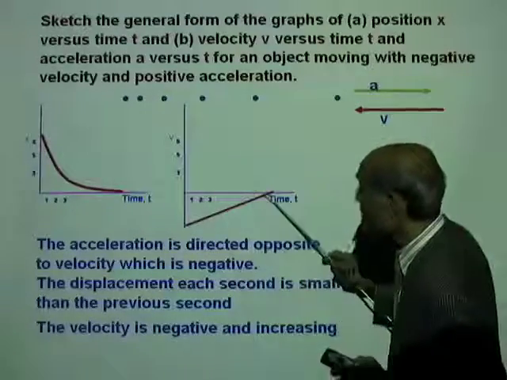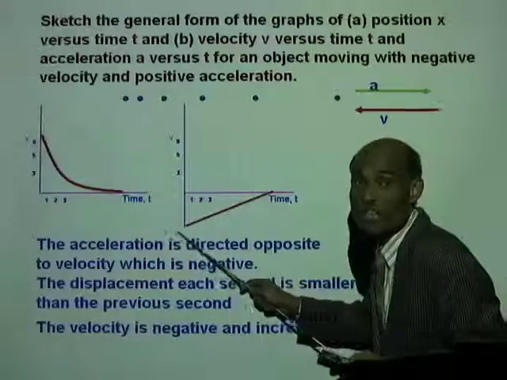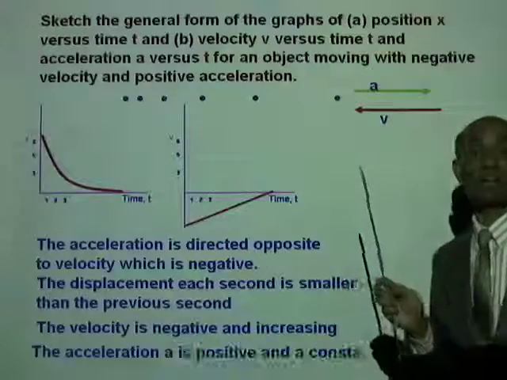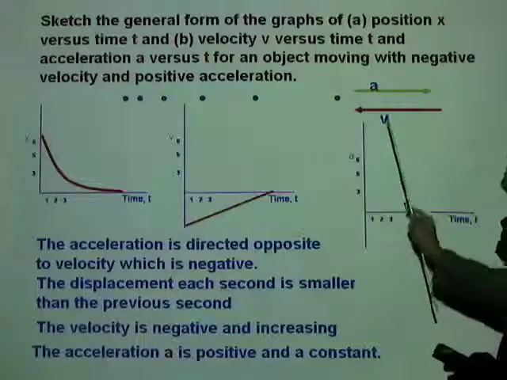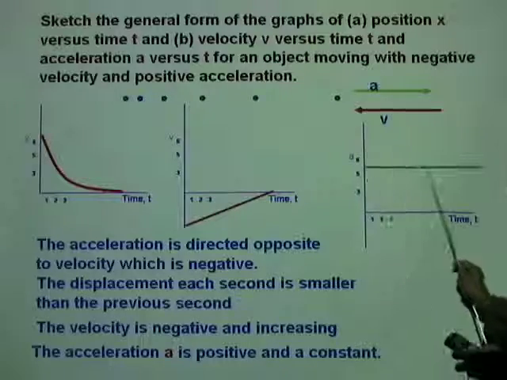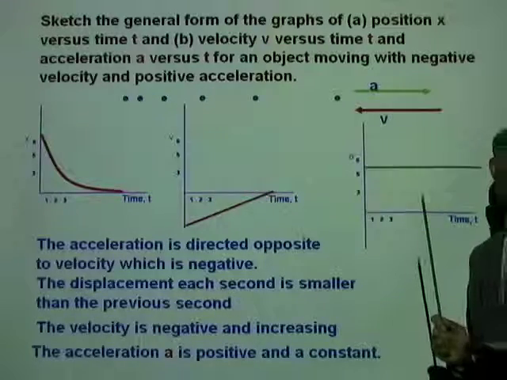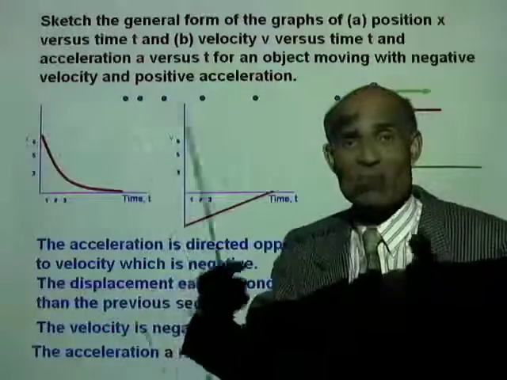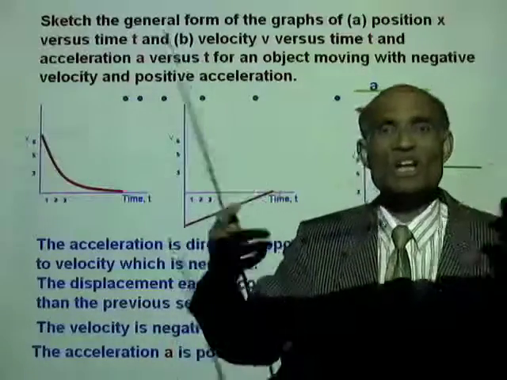So look at the velocity graph. The velocity is negative, increases to become 0. And what is the acceleration? Acceleration is positive and uniform. Alright? I want you to watch these one more time. Get these concepts clearly understood.